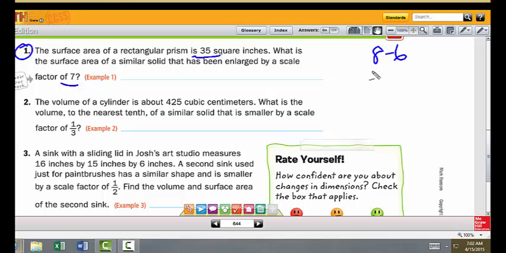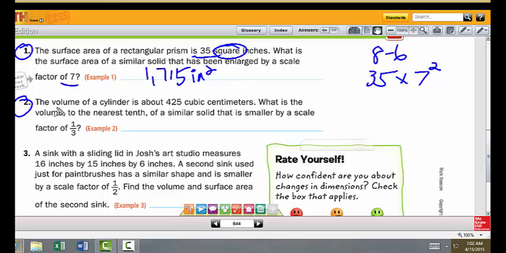So we have 35, and we're talking about square inches, so we know that we're going to use the scale factor: 35 times the scale factor, and we're going to square it. So basically it amounts to being 35 times 49, and 35 times 49 is 1,715 inches, and they're square inches because we have surface area.